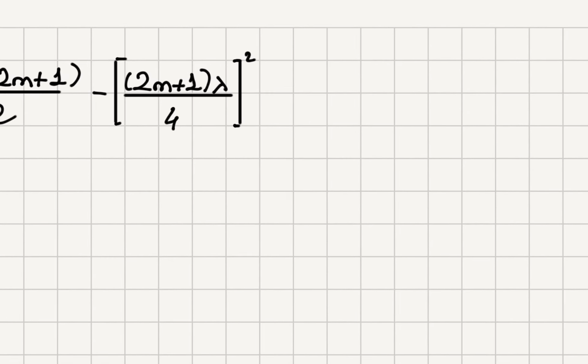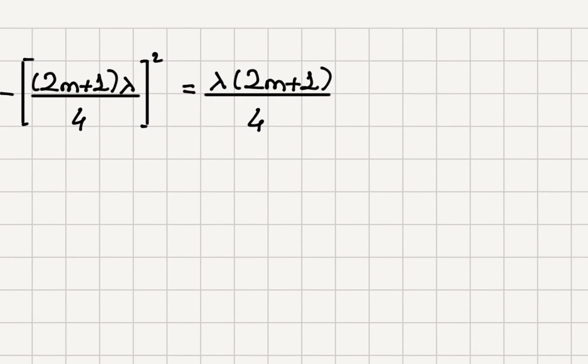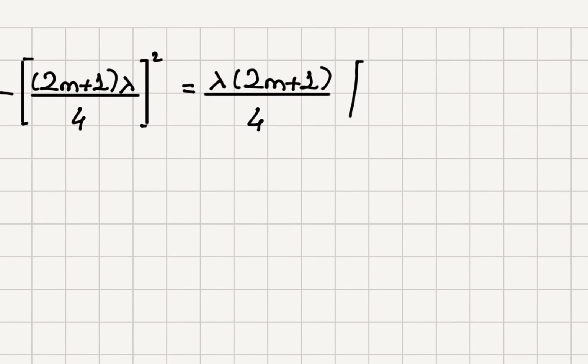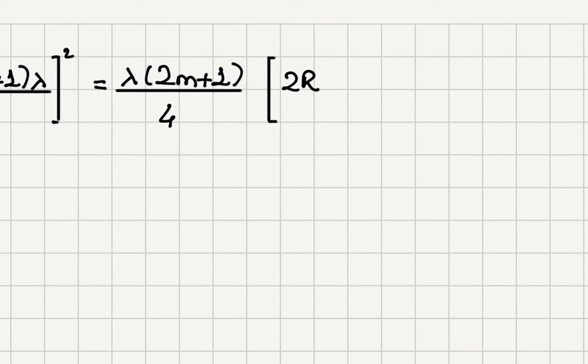Okay, so this is going to give me lambda (2m plus 1) divided by 4, parentheses. I have 2 capital R minus (2m plus 1) lambda divided by 4.